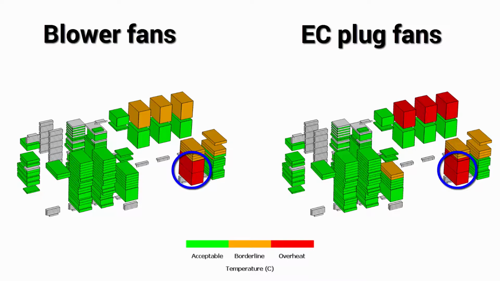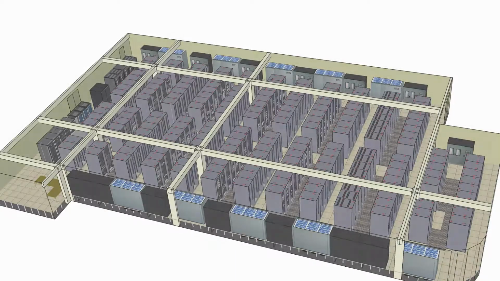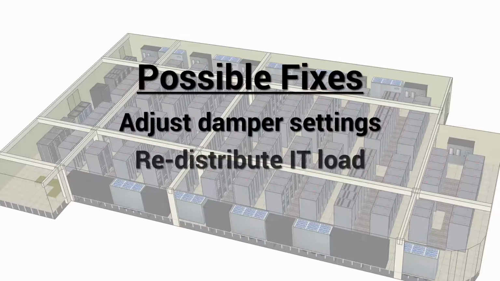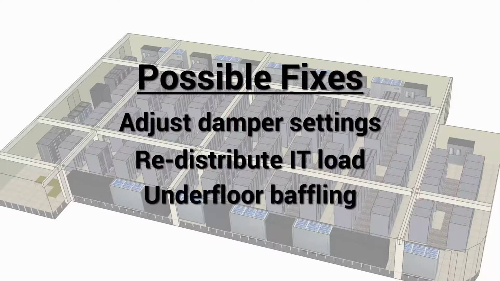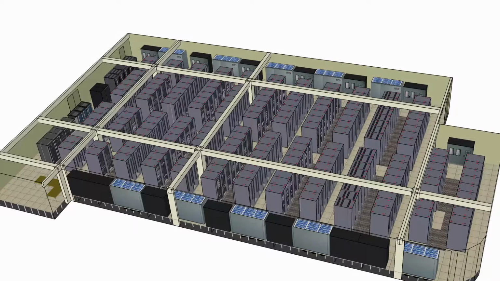However, it can be seen that there is more overheating equipment with the plug fans than blower fans. While this is a hotspot for both cases, by switching to plug fans, the resulting change in airflow is enough to cause some IT to overheat that was only borderline temperature before. There are possible fixes for this problem, including changing damper settings on the grills, redistributing IT load, or installing underfloor baffling. But without simulation, it would be impossible to know the exact effect changing the fans would have on the room, and problems like the hotspot illustrated in this video would be unknown until physical implementation caused an IT overheat.